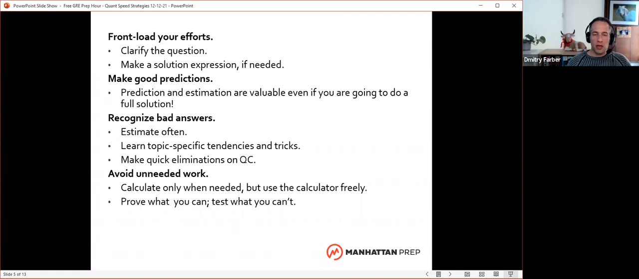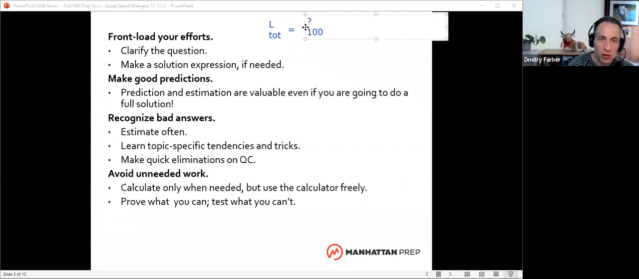You may also want to write down a solution expression. So for instance, if they say, what percent of the people on the team are left-handed? You might say, okay, so what percent? That's going to be left-handed over total is what percent? So you might say it's question mark over 100 or something like that. So that's a solution expression or equation. In this case, it's an equation. Sometimes I don't have an equal sign. It's just like, hey, what's this over this? But that would be the idea.